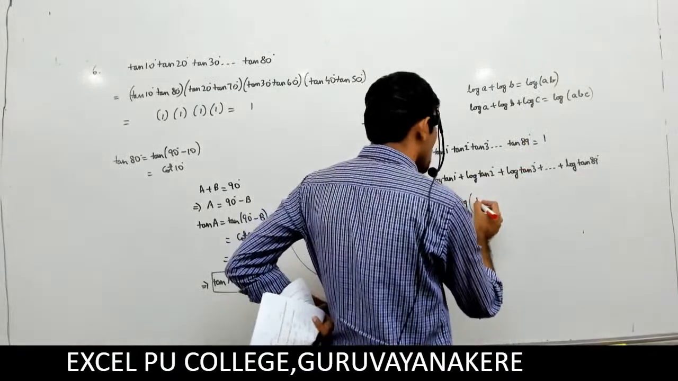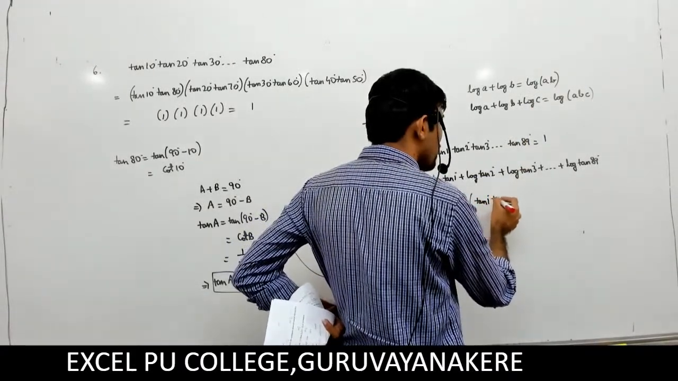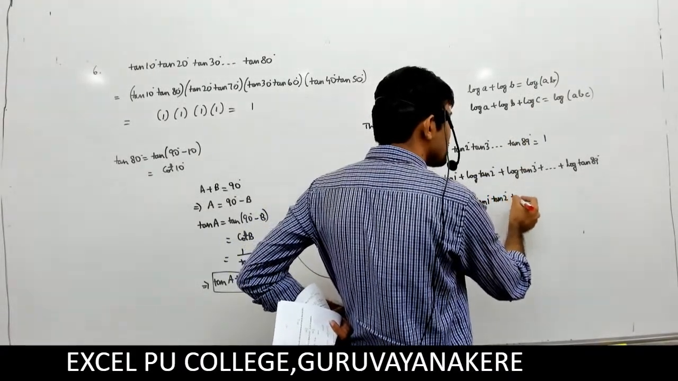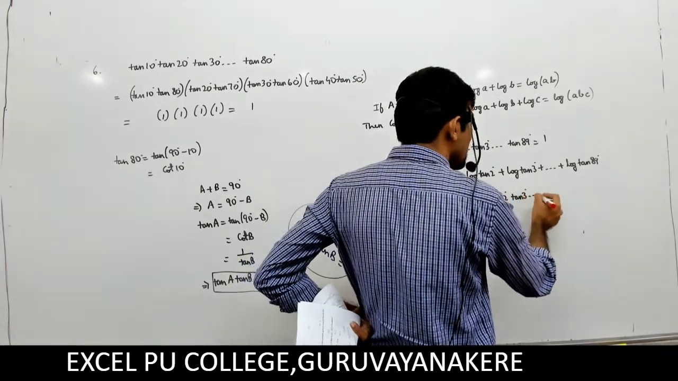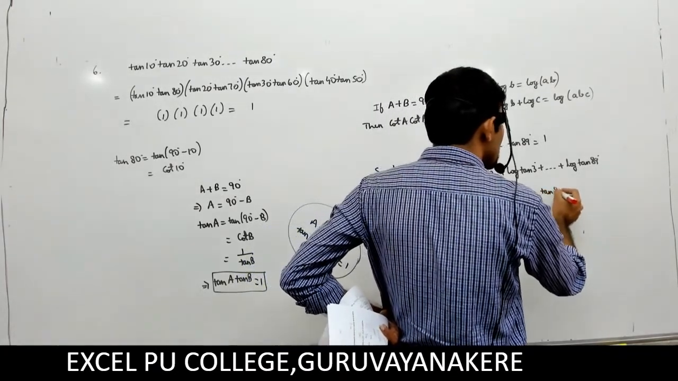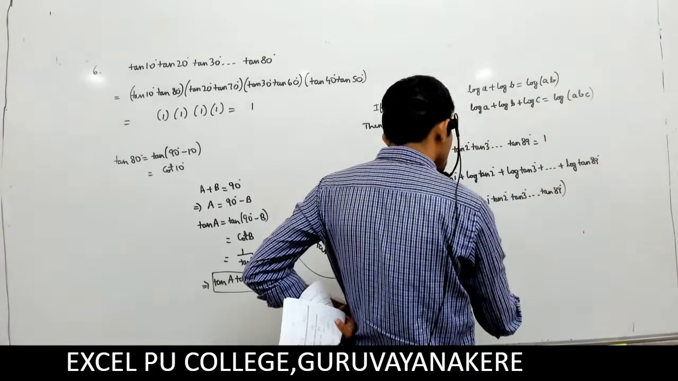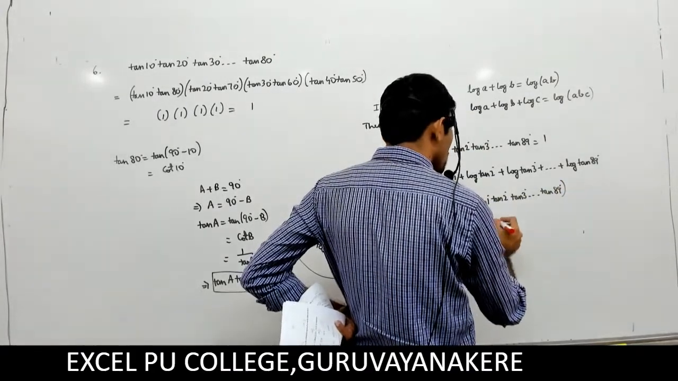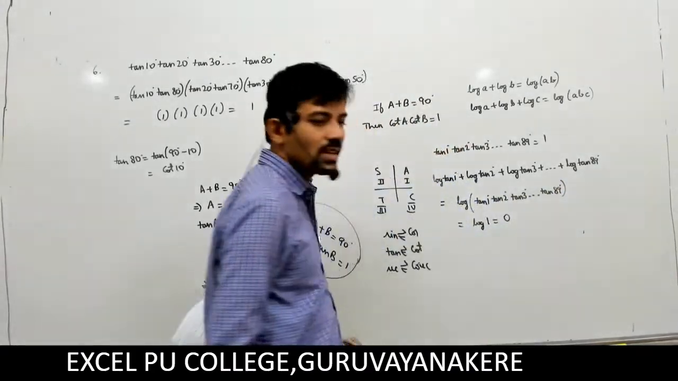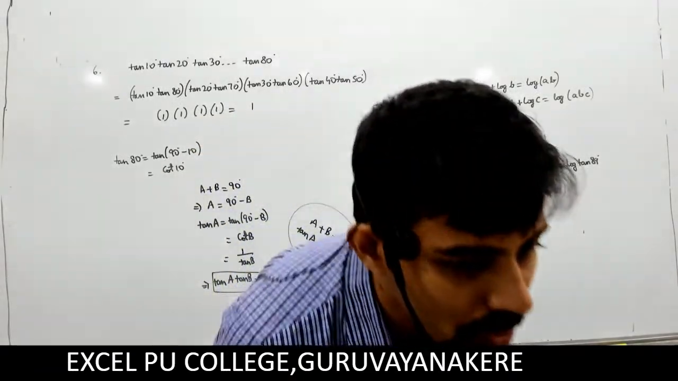So this becomes log of the product tan 1 into tan 2 into tan 3 and so on up to tan 89. Correct? This product becomes 1. Log 1 is equal to 0. Correct? Log 1 is equal to 0.